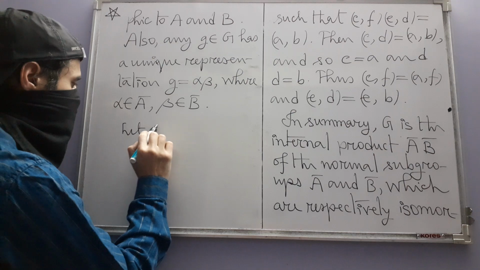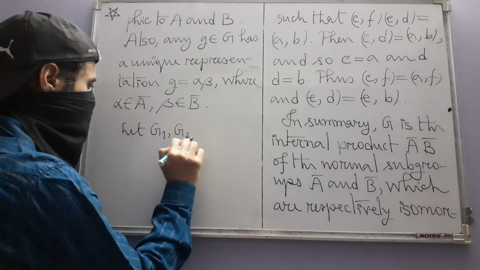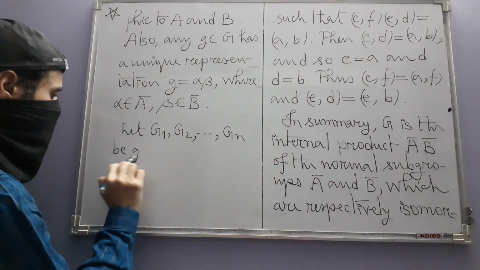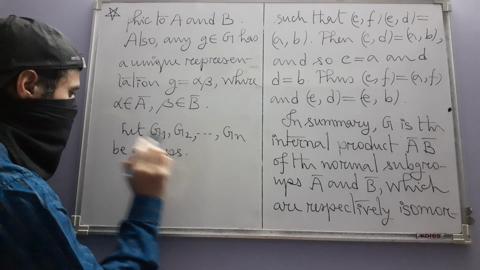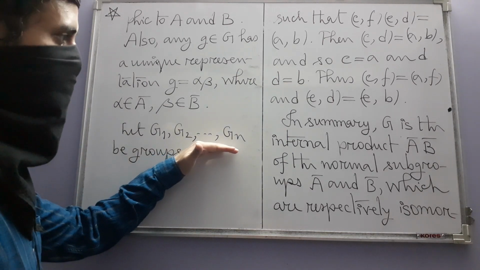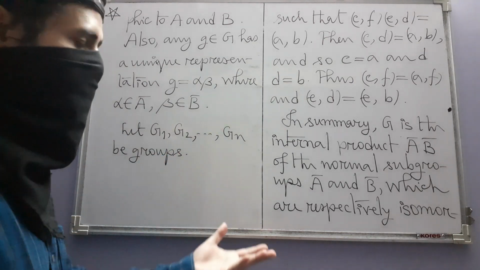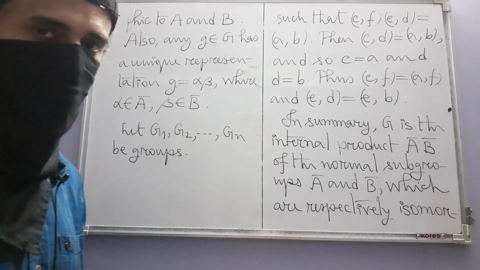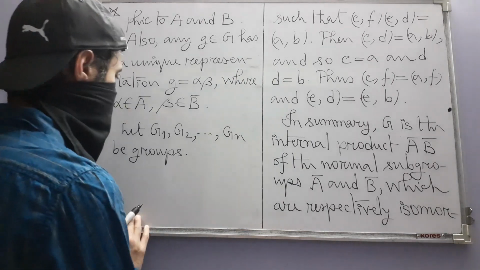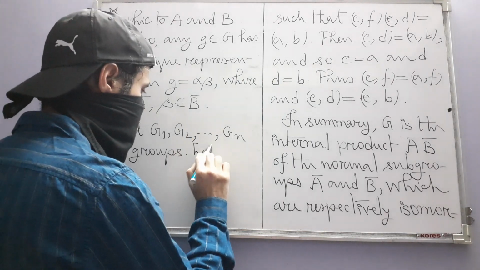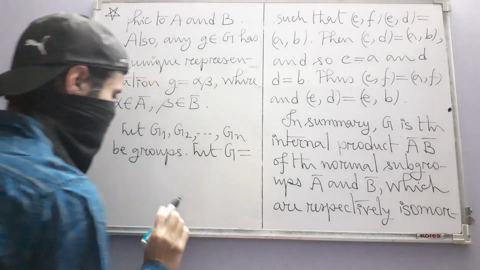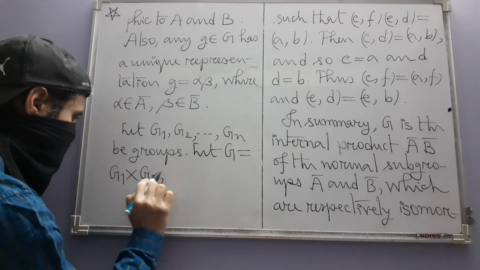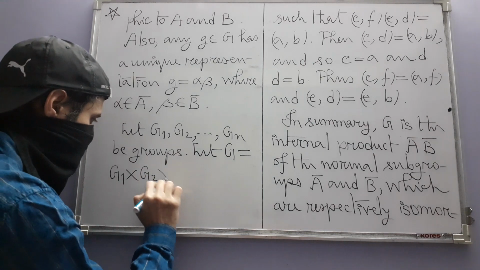Let G1, G2 and so on Gn be groups. So everything we write similarly in this general case is only going to be a remark about such things, which can be proved if one wants. Let capital G be the Cartesian product of these groups in this order.